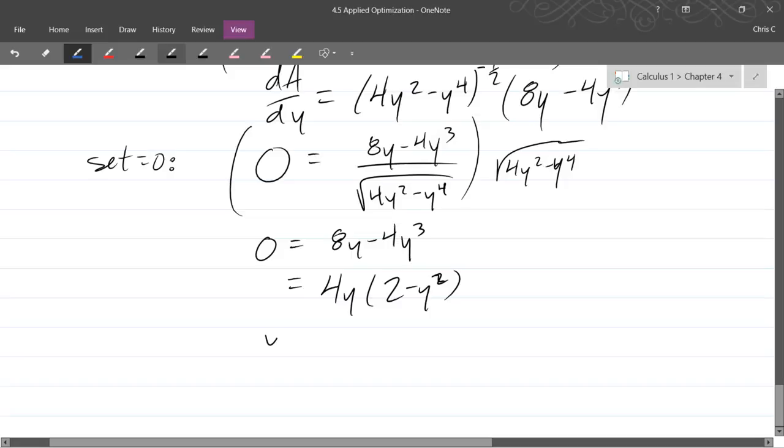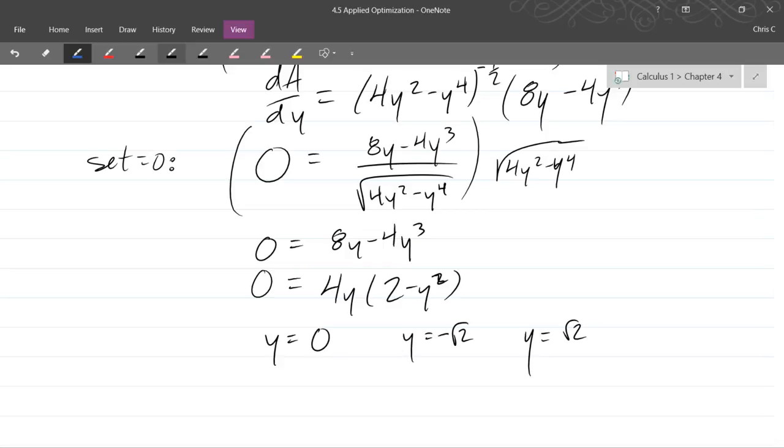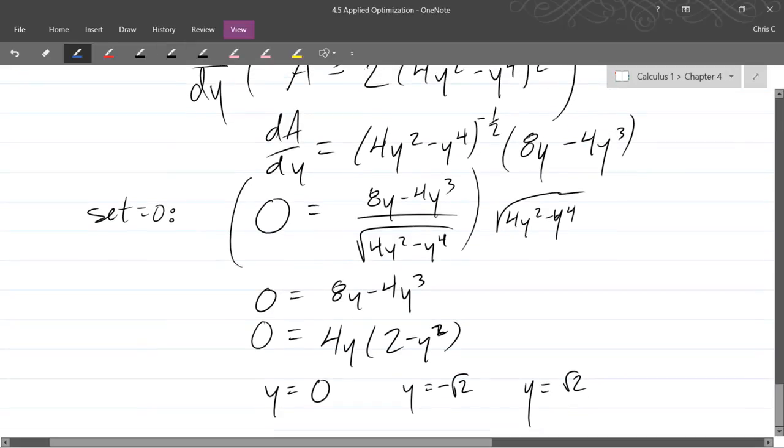So we have 3 potential y values that make this equal to 0. What is the first y value? 0, that's obvious. What's the next one? Negative square root 2. And the last one? Square root 2. So those are the 3 that make it 0 right there. Any questions on those 3? There's not 3 rectangles that have maximum area. There's 1 rectangle that has maximum area, but we have 3 answers, so let's think about them.